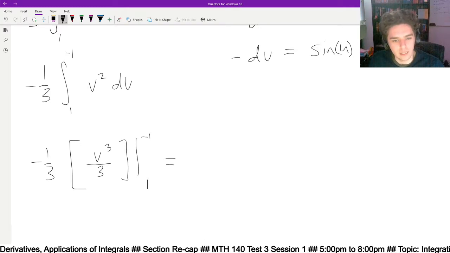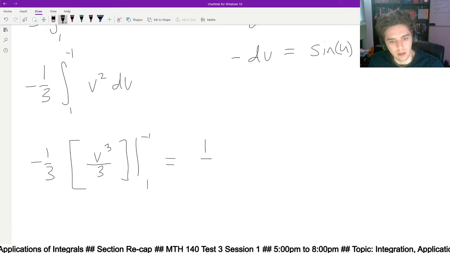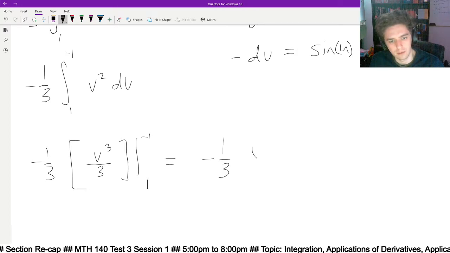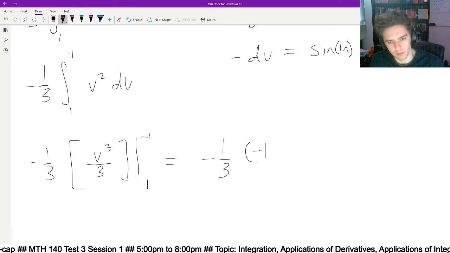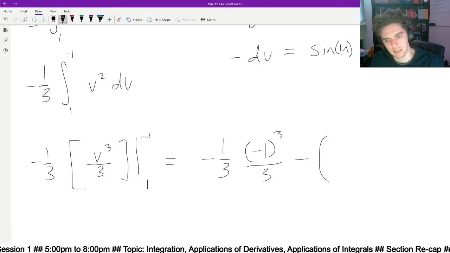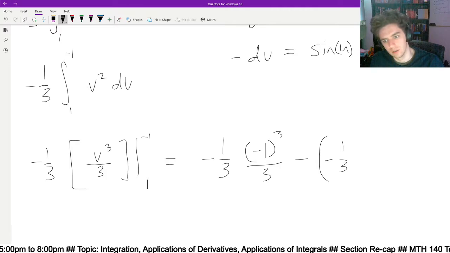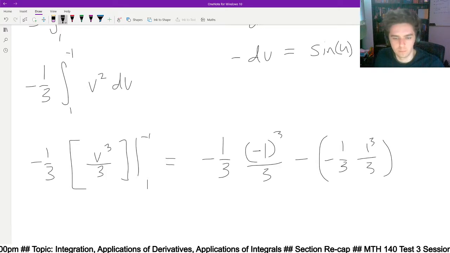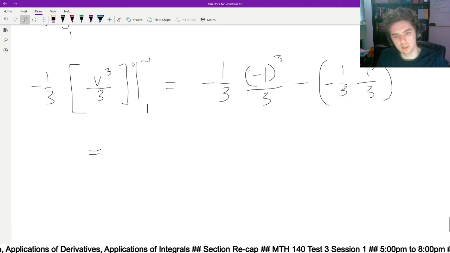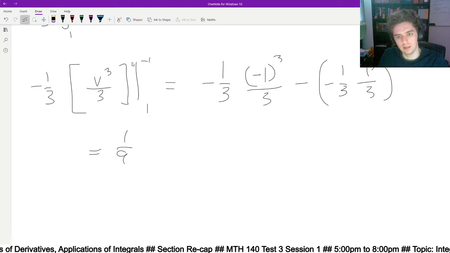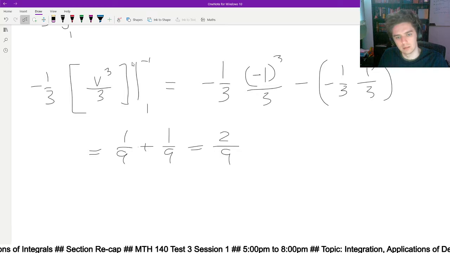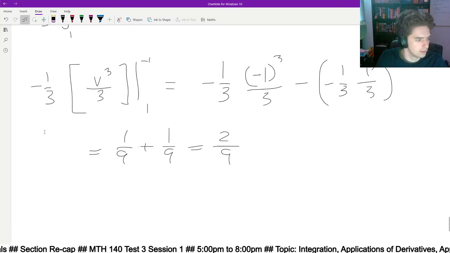So we just evaluate at the upper limit, right? So it's going to be a third. So I'll write it all fully. So negative a third, negative 1 cubed over 3, minus negative a third, 1 cubed over 3. Right? So this is just going to turn into a ninth, and this is just going to turn into a ninth. So that's going to be 2 ninths. And I think that's the answer.